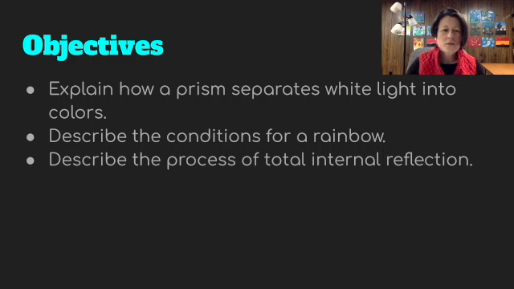So our objectives were to explain how a prism separates white light into colors, describe the conditions for a rainbow, and describe the process of total internal reflections. So write your 5 questions, and this is it for this chapter.